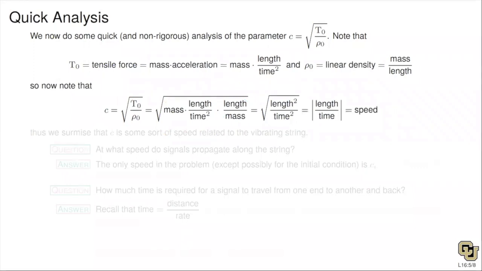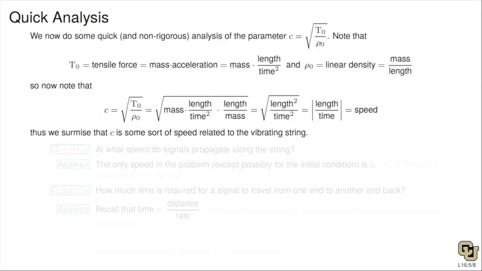This is the absolute value of the length over time. Length over time, like meters per second, that's velocity. The absolute value of velocity is speed. So if we look at the units for C, we get what seems to line up with units for speed. And so we conclude that C is some sort of speed related to a vibrating string.